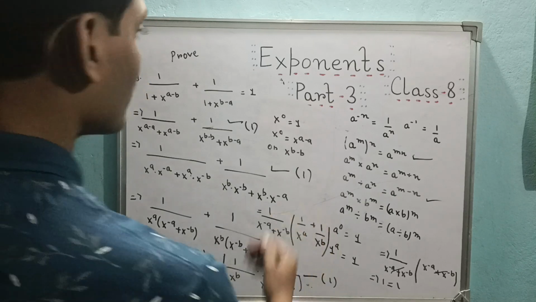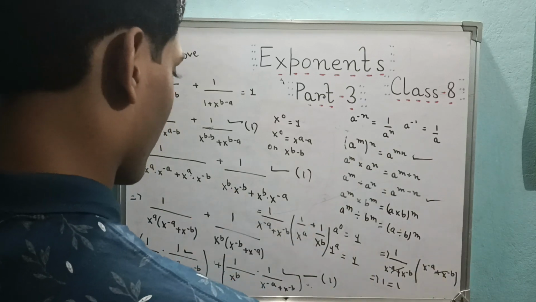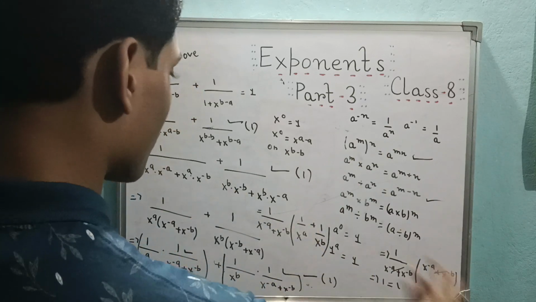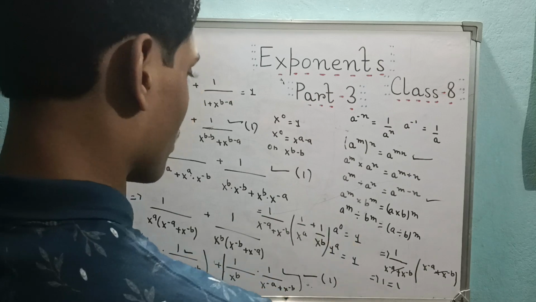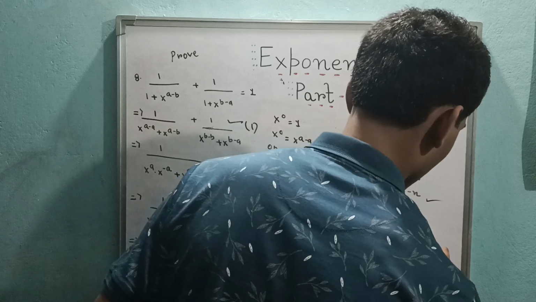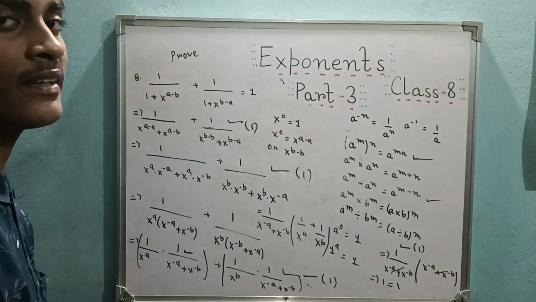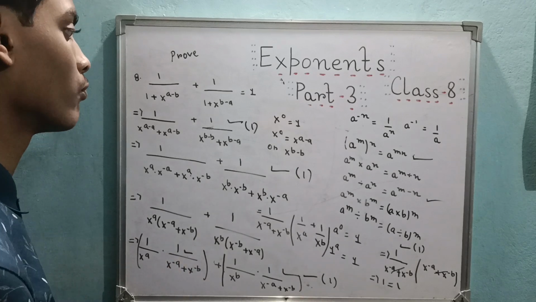Then just again in the reverse formula, a to the power minus n equal to 1 by a to the power n. So 1 by x to the power a equal to x to the power minus a, 1 by x to the power b equal to x to the power minus b. Simply outstanding job if you have done that. Another 1 mark. And then just cancel it out. Satisfaction. And you get the proof.